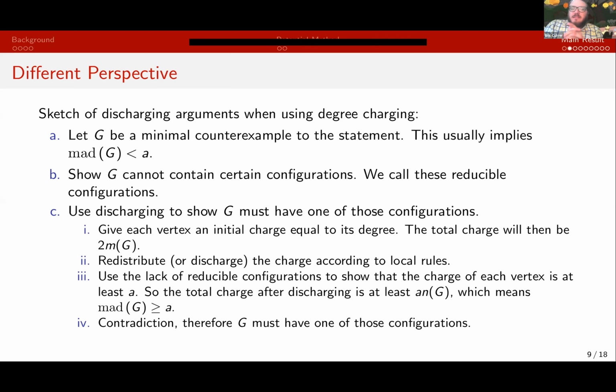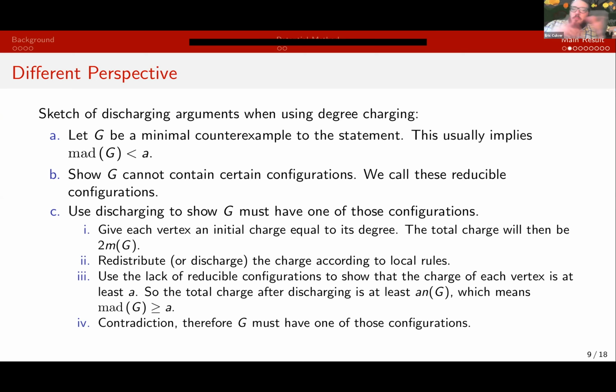So because this is a minimal counterexample, it shouldn't be able to be colored. So these things can't be in there. But then you use this discharging method to show that they have to be in there. These reducible configurations are unavoidable. And this is the important part here, what charges we're giving things. So we give each vertex a charge equal to its degree. And so the total charge, if you're adding up all the degrees of a graph, is 2 times the number of edges.